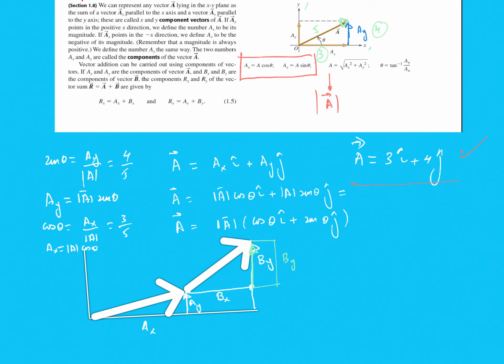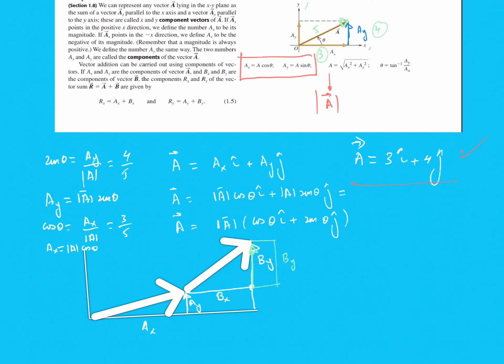So the second thing, you see that AX in the i direction plus AY in the j direction is the vector A. In other words, how much of A is in the i direction, in the x direction. This is the guy.